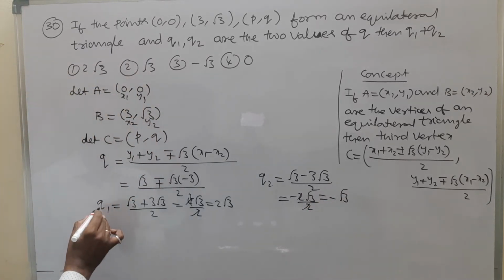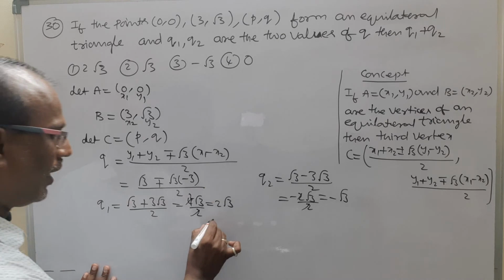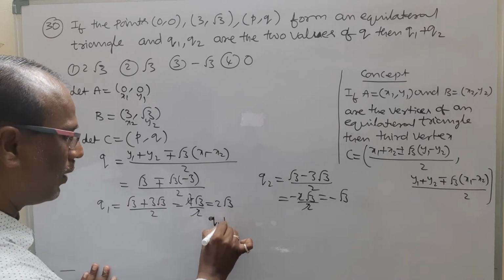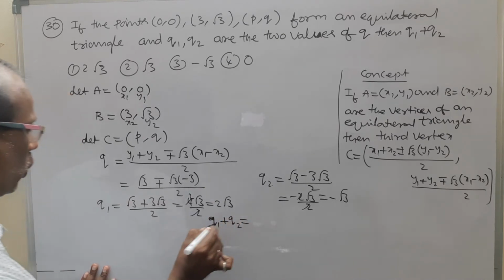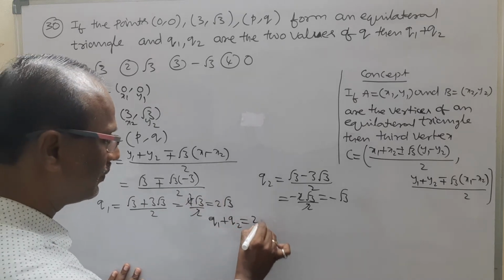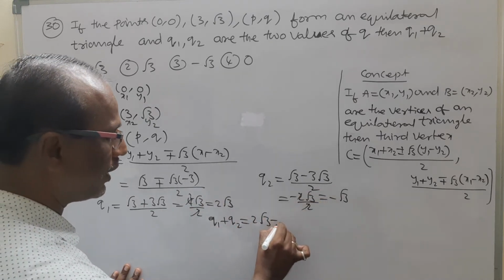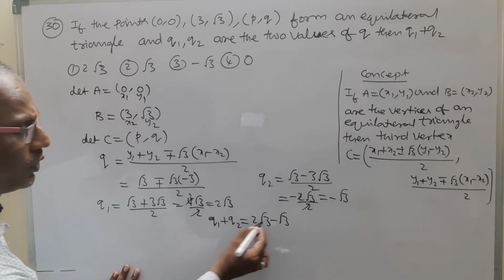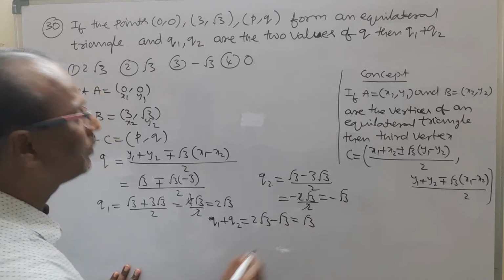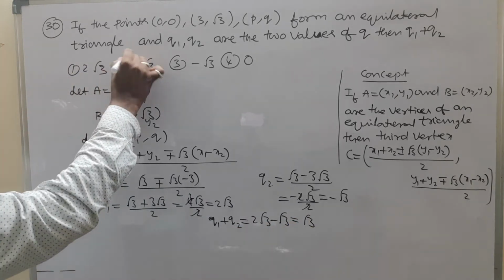Here to find the sum q1 plus q2: q1 equal to 2 root 3, q2 equal to minus root 3. 2 root 3 minus root 3 gives root 3. The second option is correct.